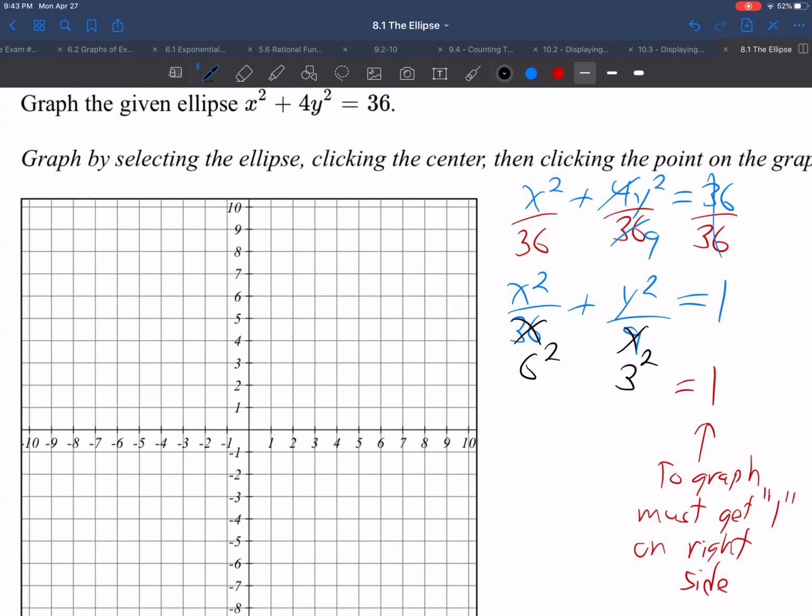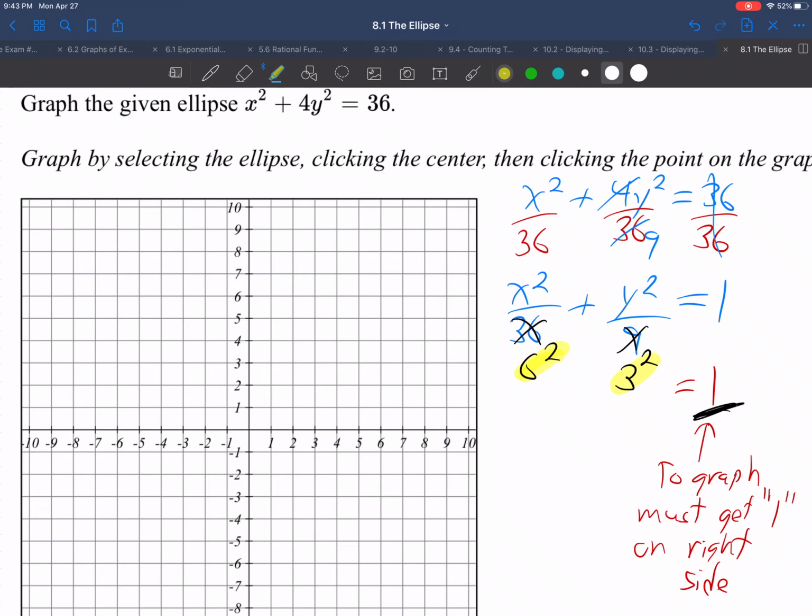So that's the form we always have to get the ellipse equation in. We have to get a 1 on the right side, and then we have to make the left side become something squared and something squared. Why? Well, that just makes it easy.